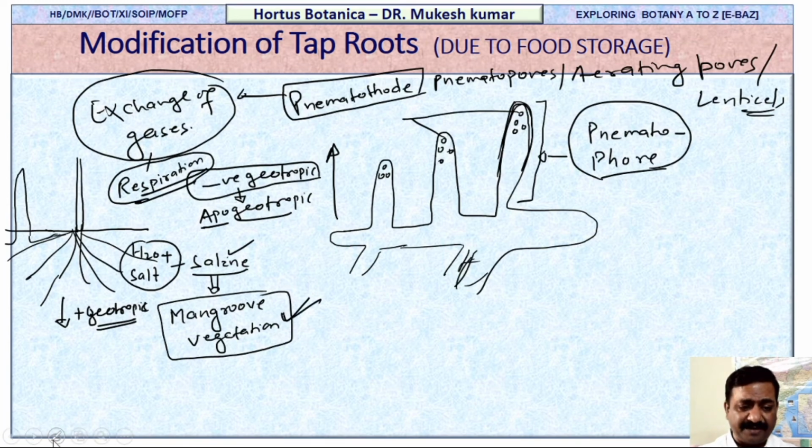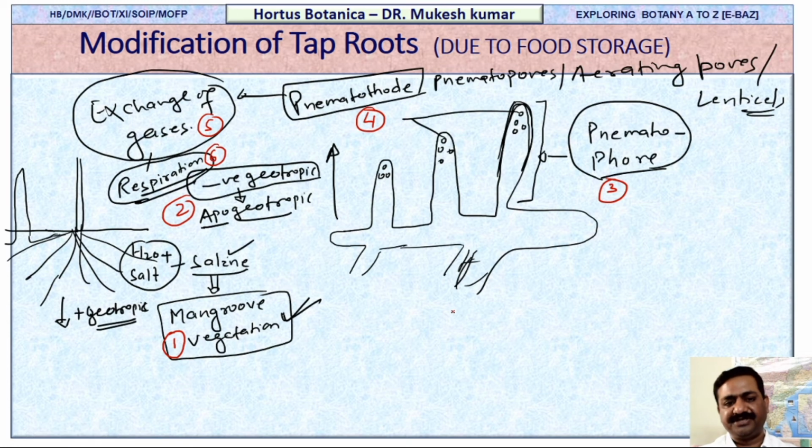Second very important point, collect very important points. These are found in the mangrove vegetation. They exhibit negative geotropism or apogeotropism, okay. They have nematophores on which nematopores are there. That helps in the exchange of gases. That's why it is called respiratory roots. So these are the important points. They may come in your examination.